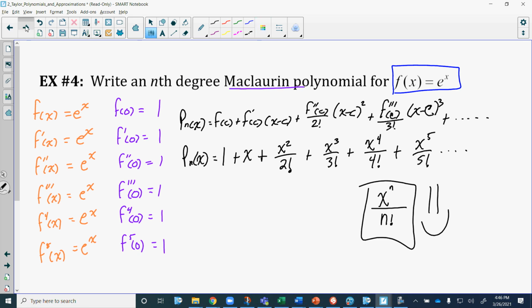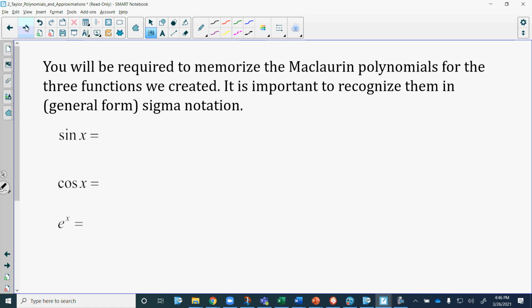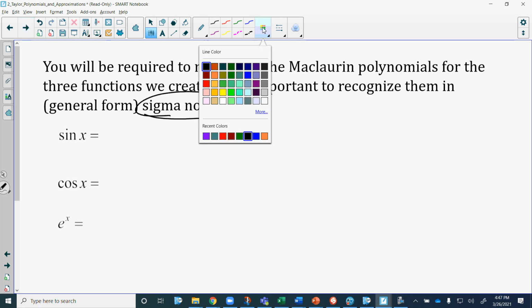Now, what it's telling you here in the next bit of our notes is that you need to memorize the Maclaurin polynomials for those three functions: sine, cosine, and e to the x. Those are things that you need to make sure you can recognize when you see them. So here in series form, in sigma notation, when we write it as a series, okay, let's pick another color here.